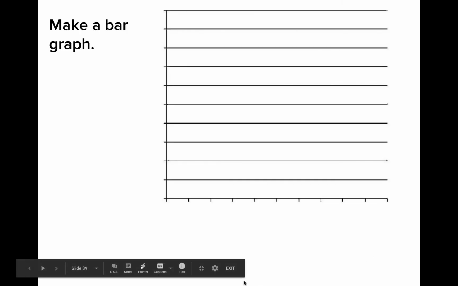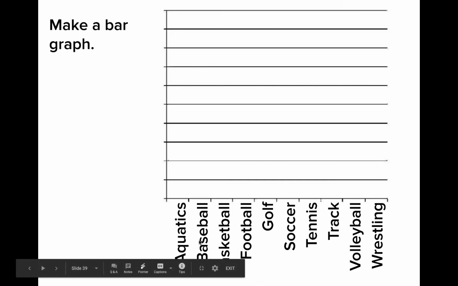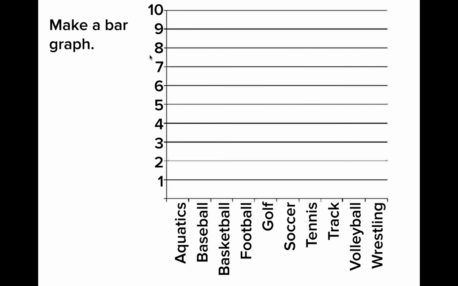To make the bar graph, you have to put the sports at the bottom. I chose to put it alphabetical, but you could decide some other order. And then this is going to be scaled from 1 to 10 because everybody fits in less than that. So 4 people said they prefer aquatics. 4 people said baseball. 2 people said basketball. 2 people said football. And then golf, that was nobody.